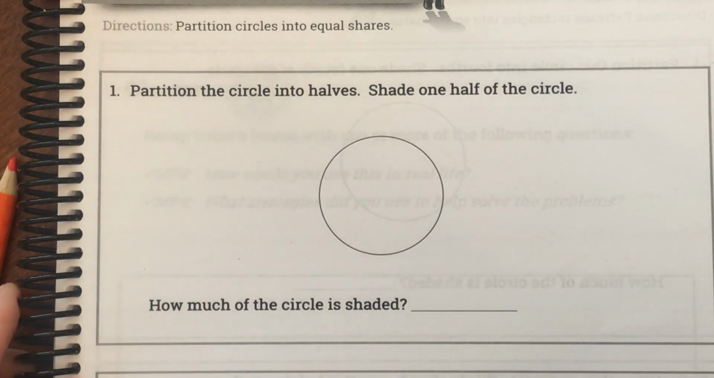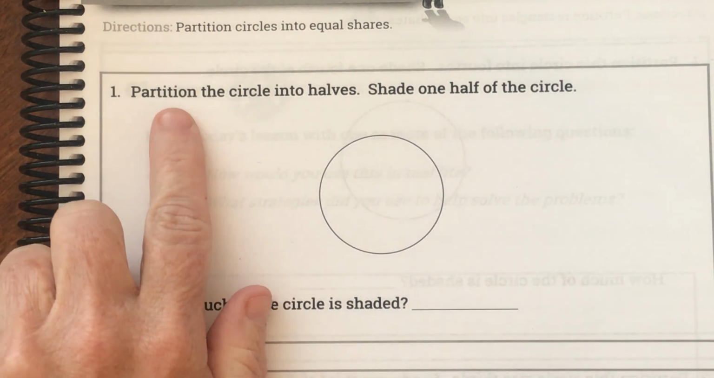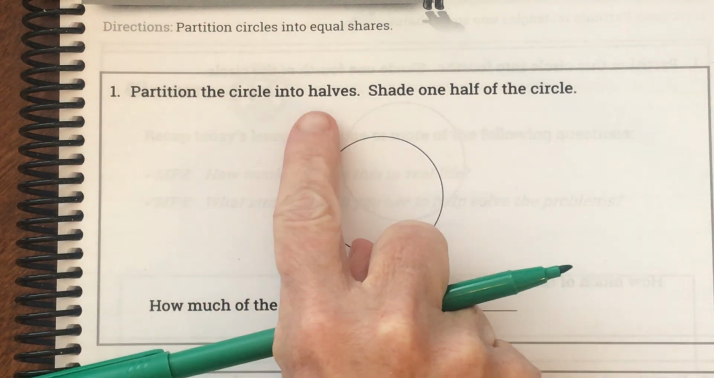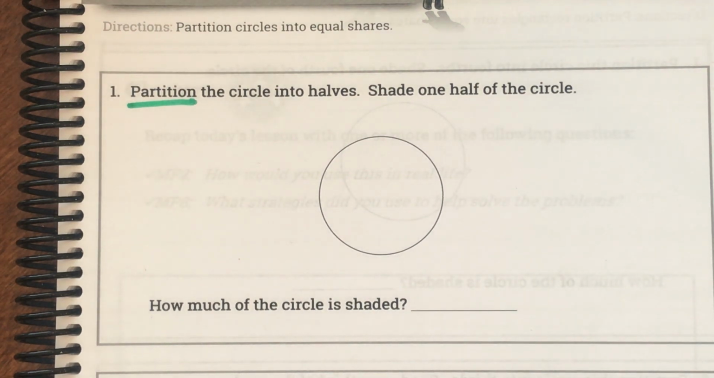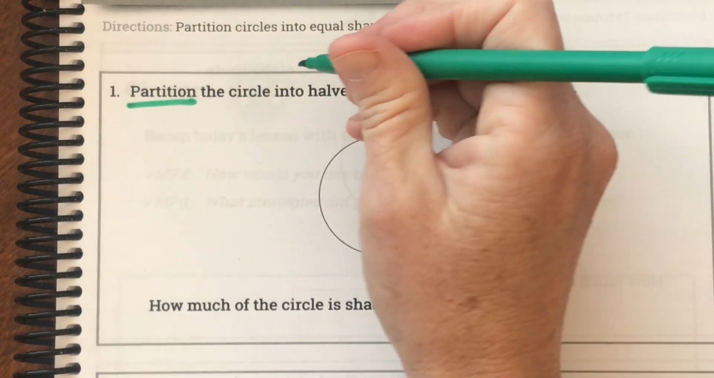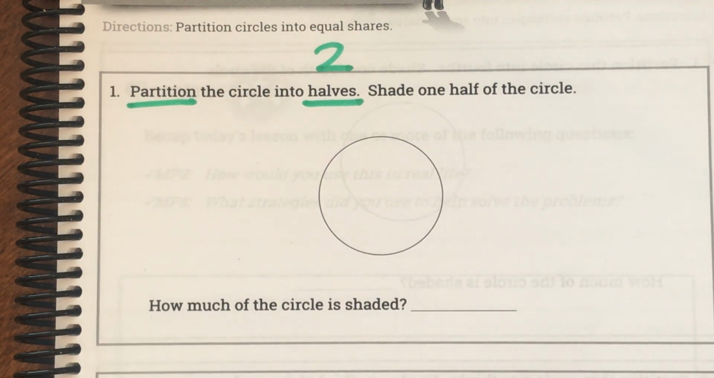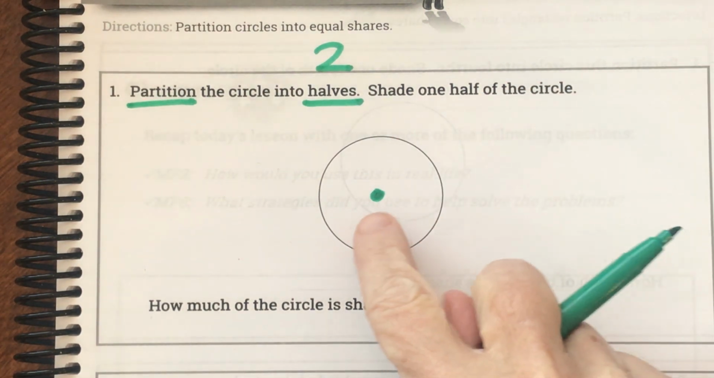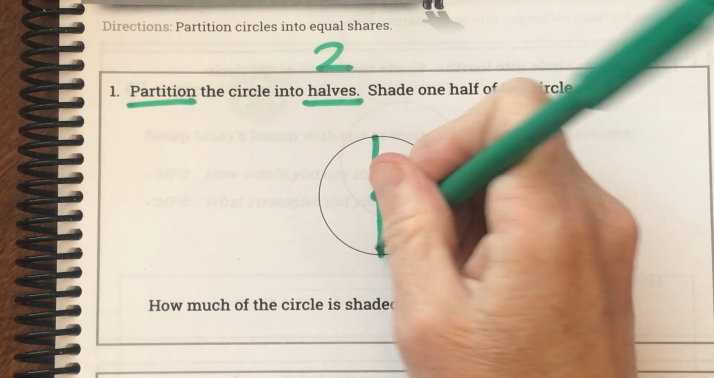We are on page 22 of your student journal. And here's our first problem. It says, partition the circle into halves. Okay, so let's underline the word partition. That tells us we're going to cut it into equal parts. And halves means there's going to be 2 equal shares. Remember, our line or lines have to all meet here. So for half, we can go right through the center.